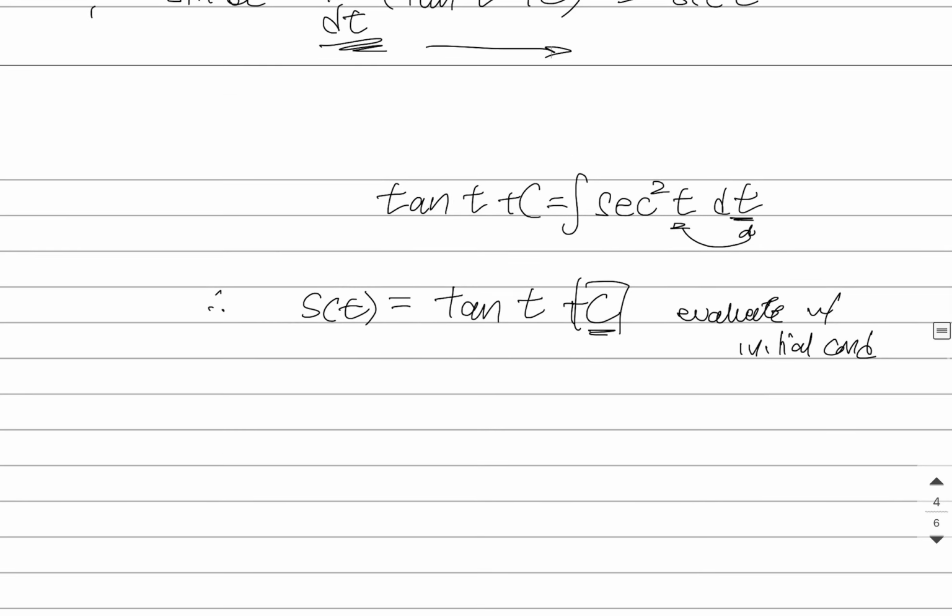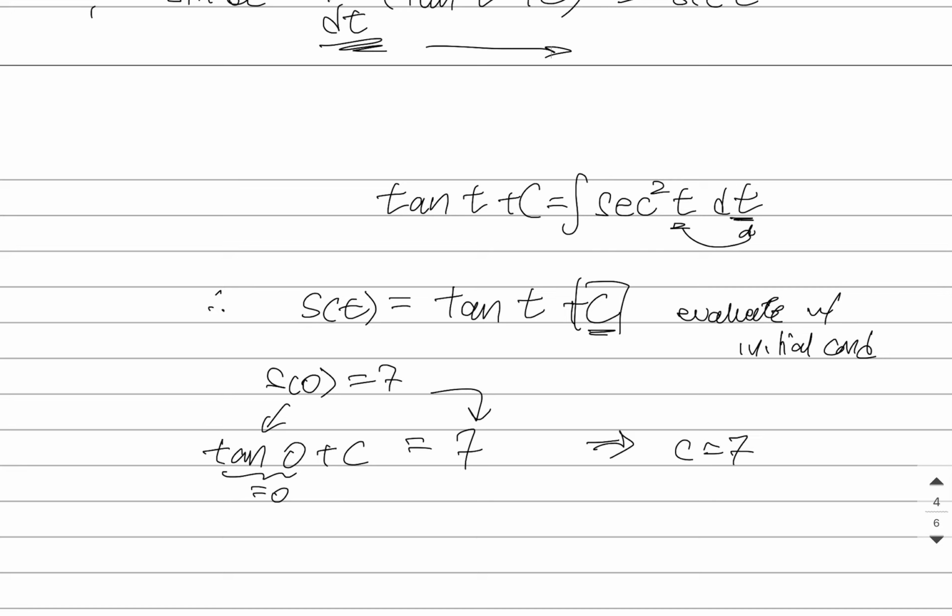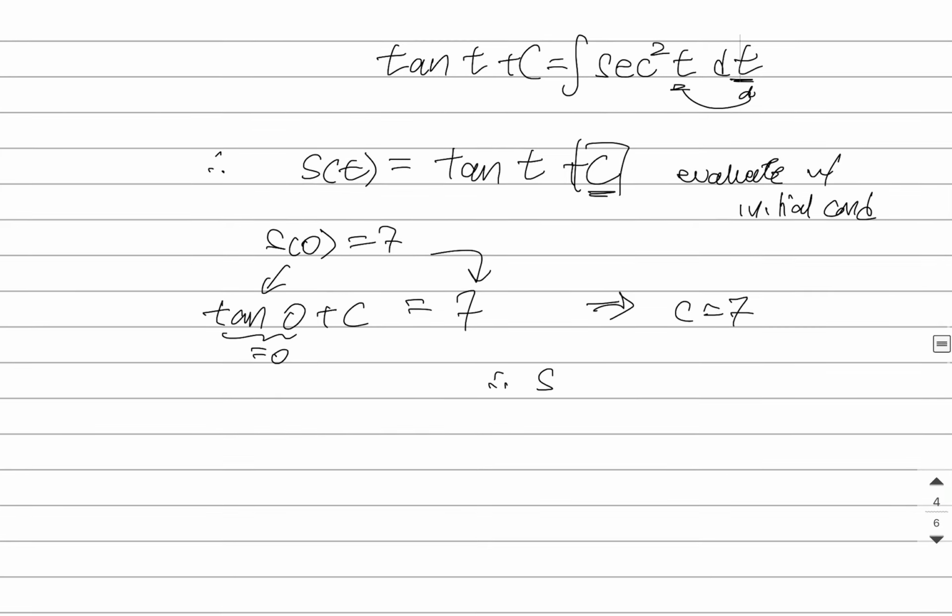And so we are told that s of 0 is 7. So if I take this position function and plug in 0, I'll get tangent of 0 plus c, and that has to equal 7. I know that the tangent of 0 is 0, so this tells me that c is 7. And that means I have determined the position function.